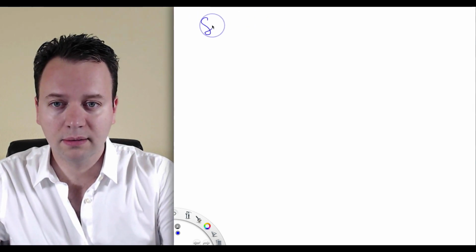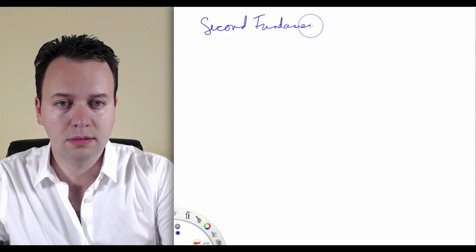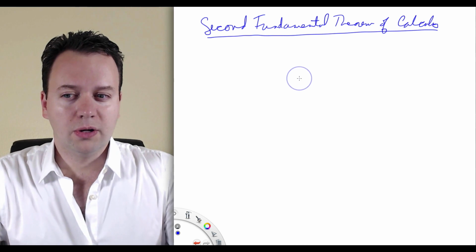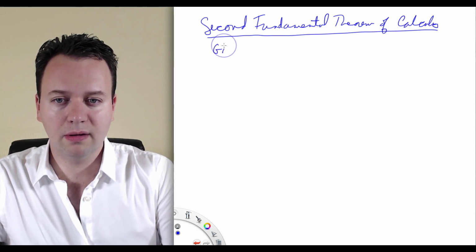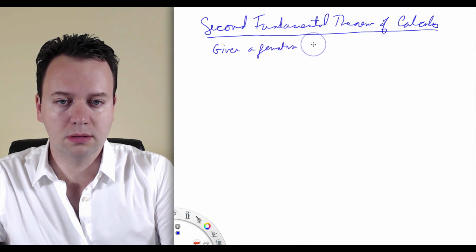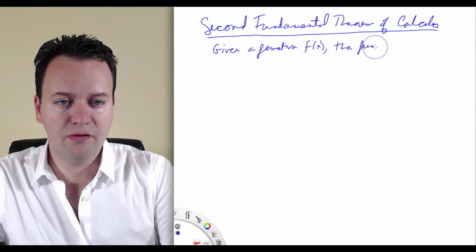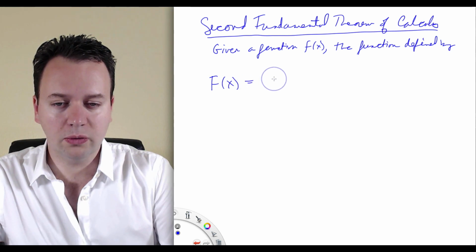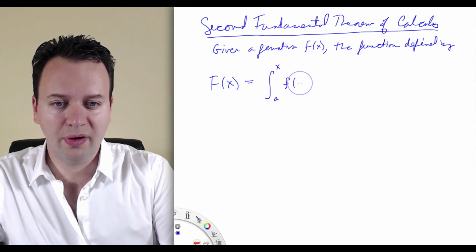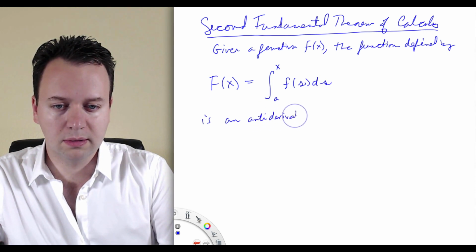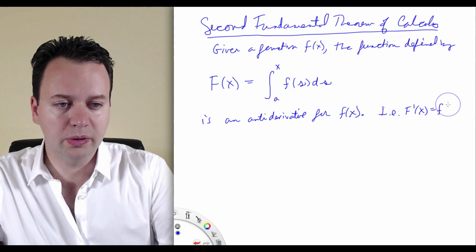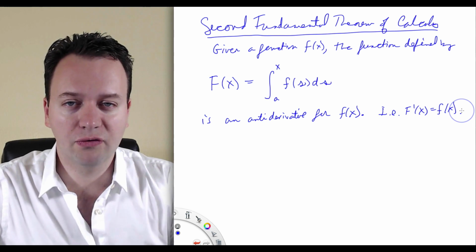So we have the second fundamental theorem of calculus. How we can say this: given a function f of x, the function defined by, so we have capital F of x is equal to the integral from a to x of little f of s ds, is an antiderivative for little f of x. So i.e. capital F prime of x is equal to little f of x. So this is essentially the statement of the second fundamental theorem of calculus.